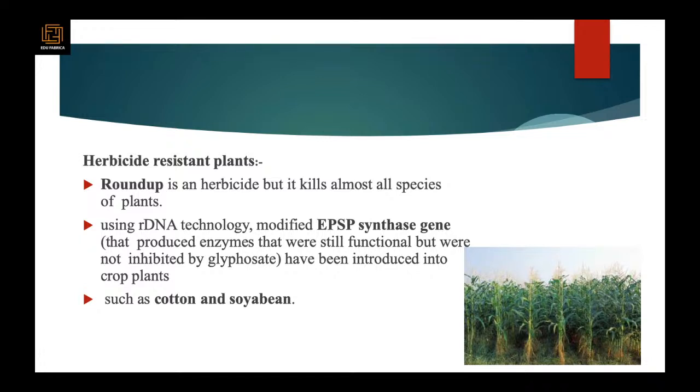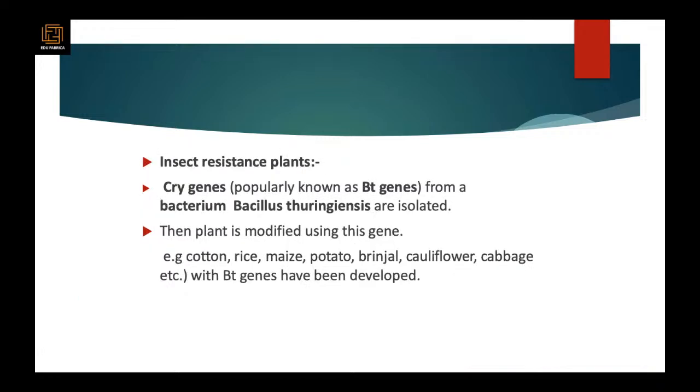Herbicide resistant plants. Roundup is an herbicide, but it kills almost all species of plants. Using recombinant DNA technology, a modified EPSP synthase gene has been introduced into crop plants such as cotton and soybean. Insect resistant plants: Cry genes from the bacterium Bacillus thuringiensis are isolated, then plants are modified using the gene. For example, cotton, rice, maize, potato, brinjal, cauliflower and cabbage with Bt genes have been produced with the help of that.